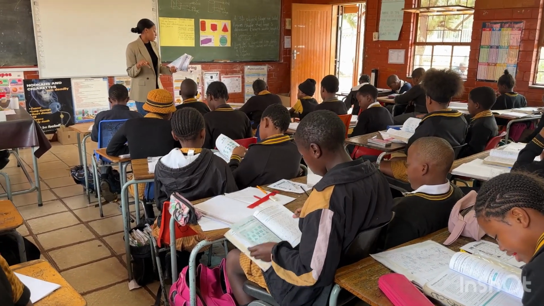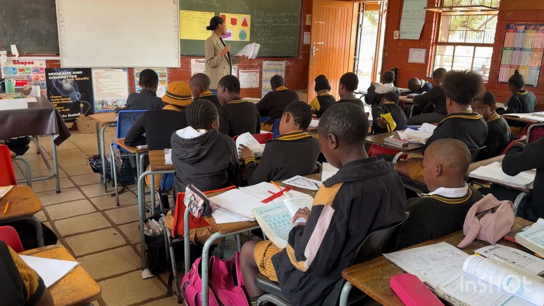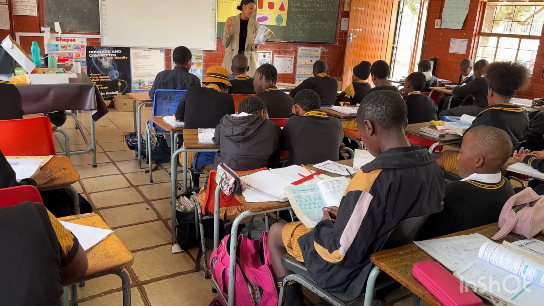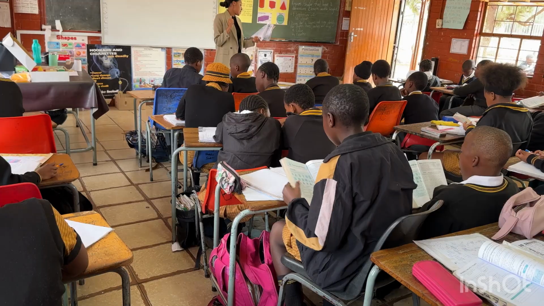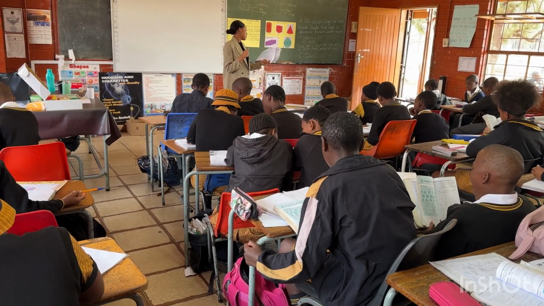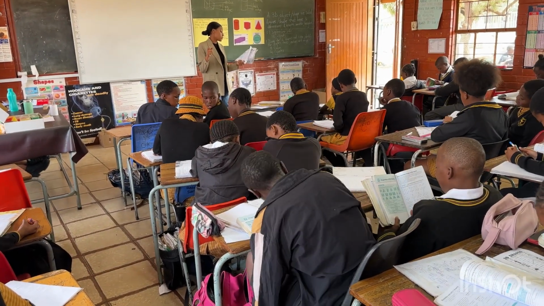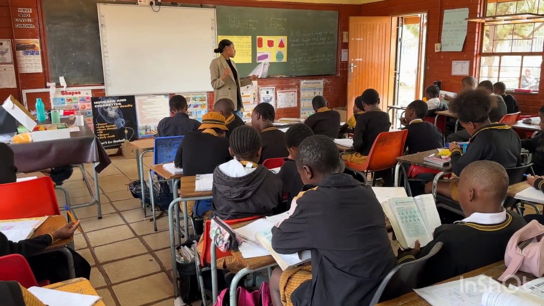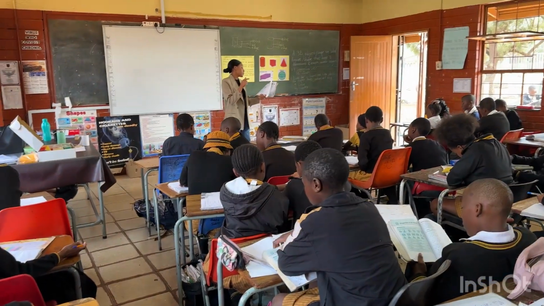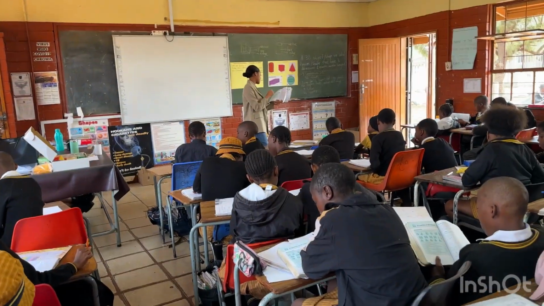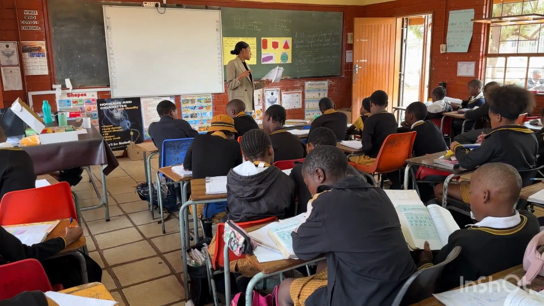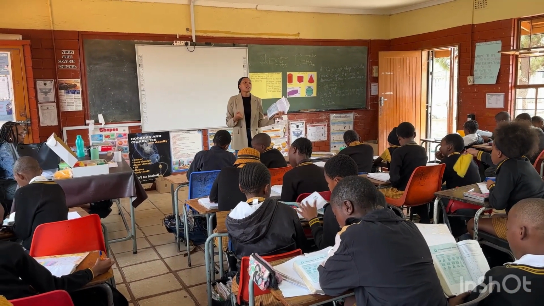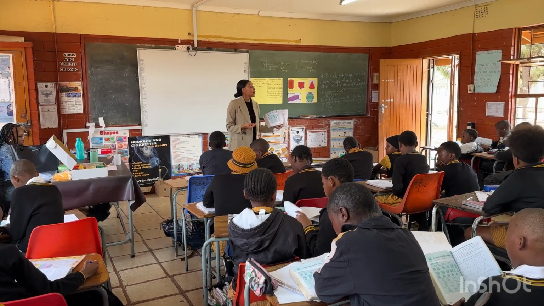Number 1 says which 3D objects have curved surface, curved and flat surface. Number 2, which 3D objects have faces that are only triangles, squares, and rectangles? Number 3, which 3D object has faces which are rectangles? You're gonna choose between the given ones. And number 4, which 3D objects have faces that are triangles? So that's your homework.